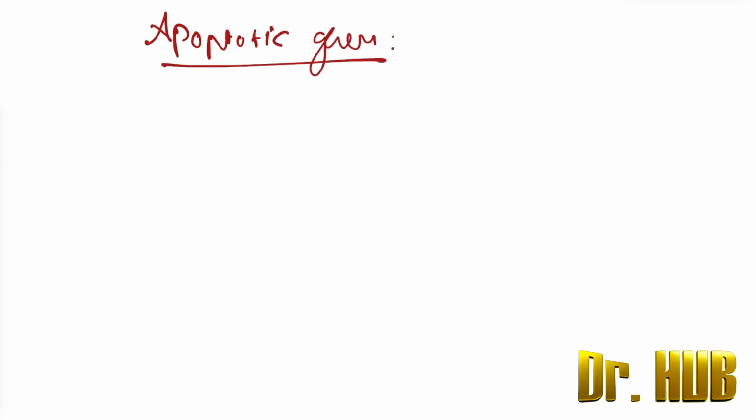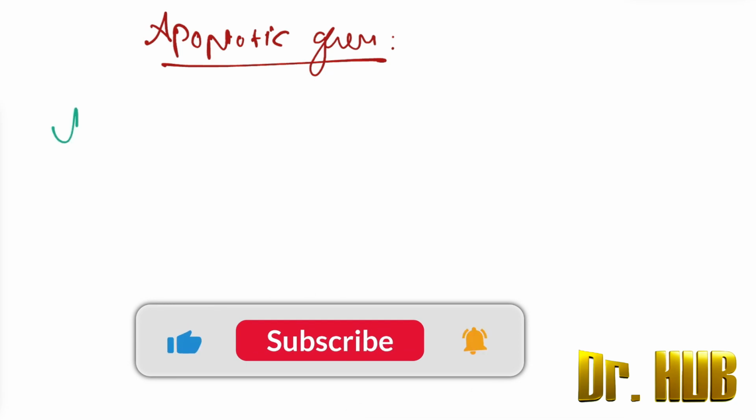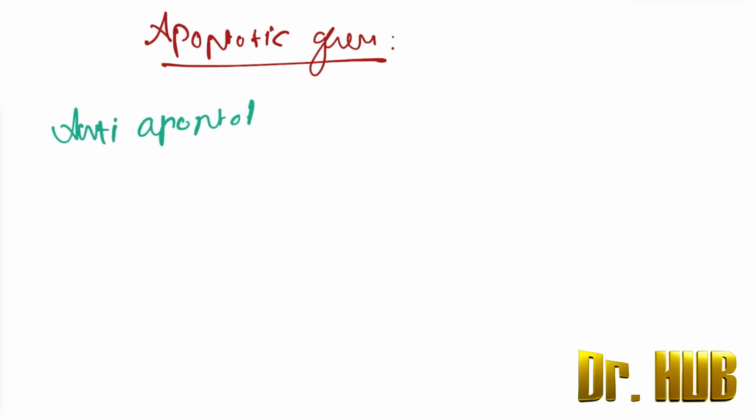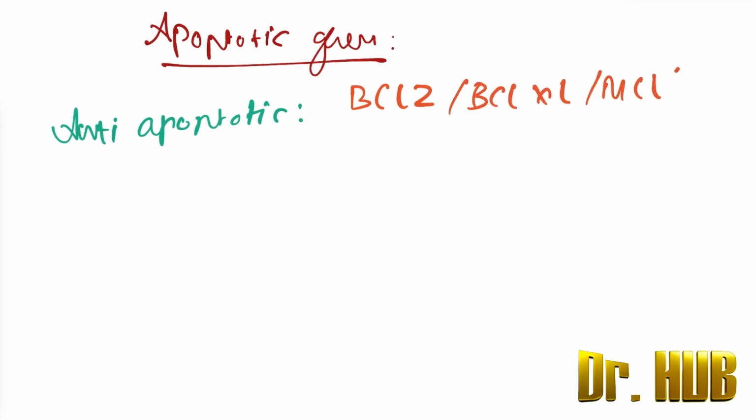To begin with, first we look at the anti-apoptotic members. It includes BCL2, BCL-XL, as well as MCL1. Some important points are that it is present on the outer mitochondrial membrane.